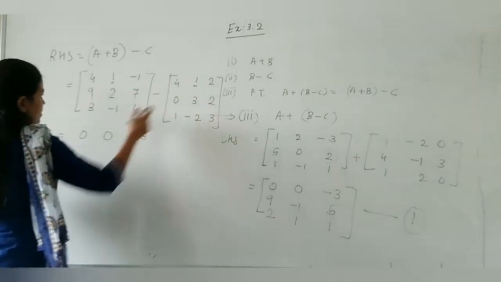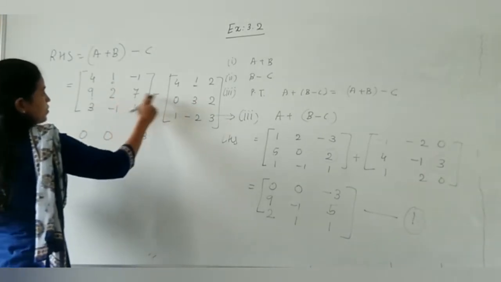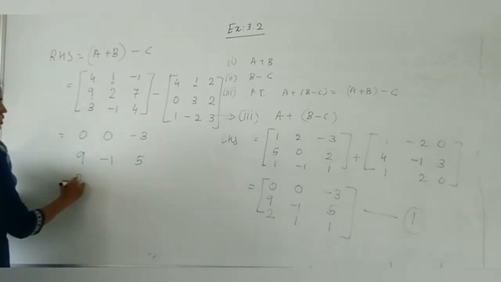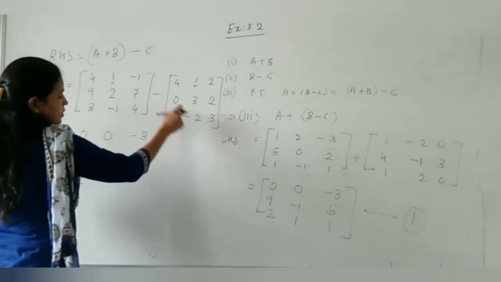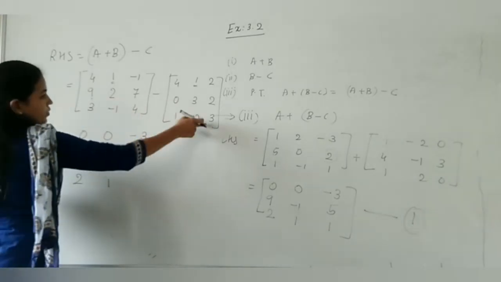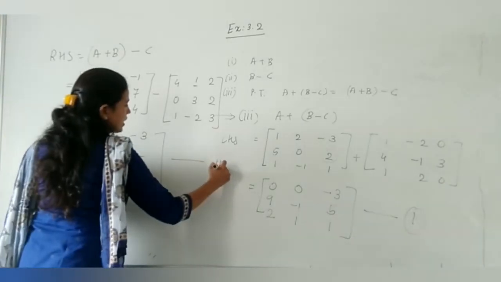Then 9 minus 0, so 9. 2 minus 3, minus 1. 7 minus 2, 5. 3 minus 1, 2. Minus 1 minus minus, plus 2. So 2 minus 1, that is 1. And 4 minus 3, that is 1. So this is our second result.